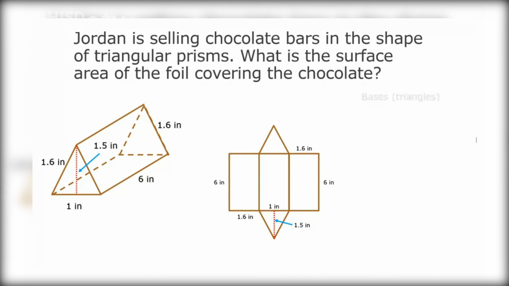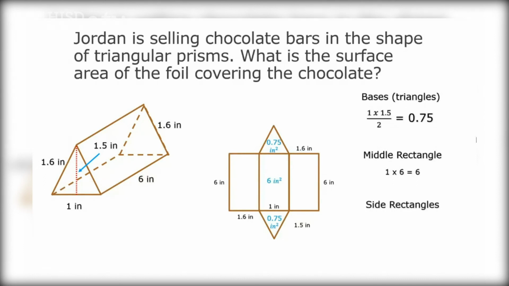I'm going to start with the bases, which in this case is going to be the triangles. And I remember that the formula for the area of a triangle is base times height divided by 2. That'll be 1 inch times 1.5, and then divide that by 2, which will give me 0.75 on each of these triangles. Then I'm gonna find the area of the middle rectangle, which is gonna be the same as multiplying 1 times 6. So the area here is 6 square inches.